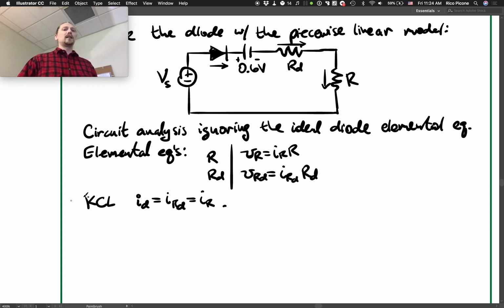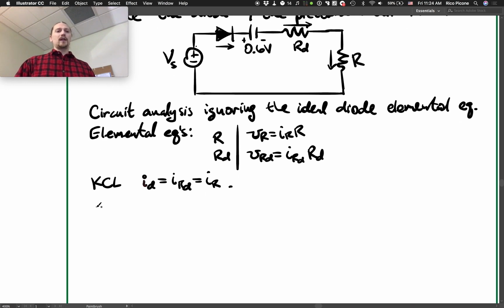So that's two useful equations. We are interested in ID, IRD, and IR. We could also talk about the current from this sort of imaginary source, and we could also talk about the current from the real source, but those aren't of interest to our analysis, so we're not going to write them down.